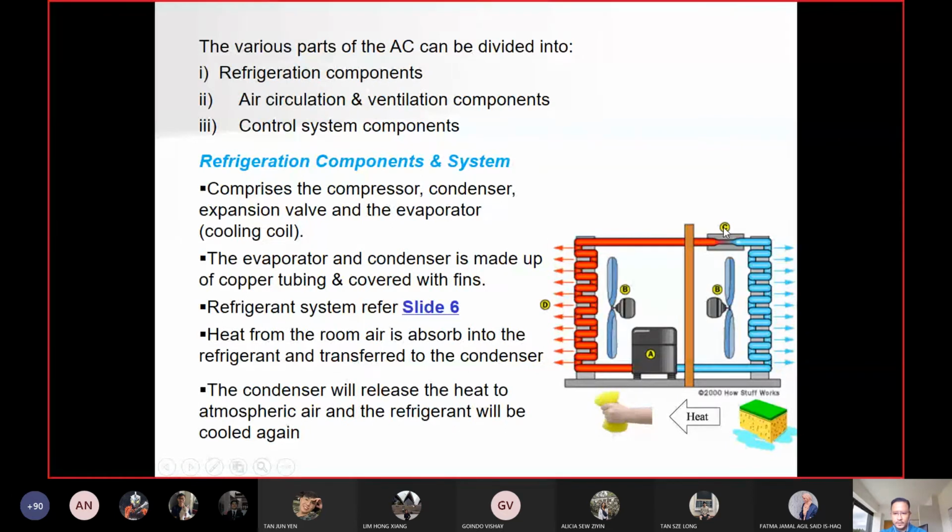So on the right is basically the indoor part, and on the left is the outdoor part. The blower blows over the cool refrigerant, and you can feel the cool air inside the room. At the same time, the heat inside the room is absorbed into the refrigerant and brought to the condenser, and at the condenser, the fan blows over it, so it releases the heat. So this is the cycle. Basically, the refrigerant cycle moves heat from the inside to the outside.